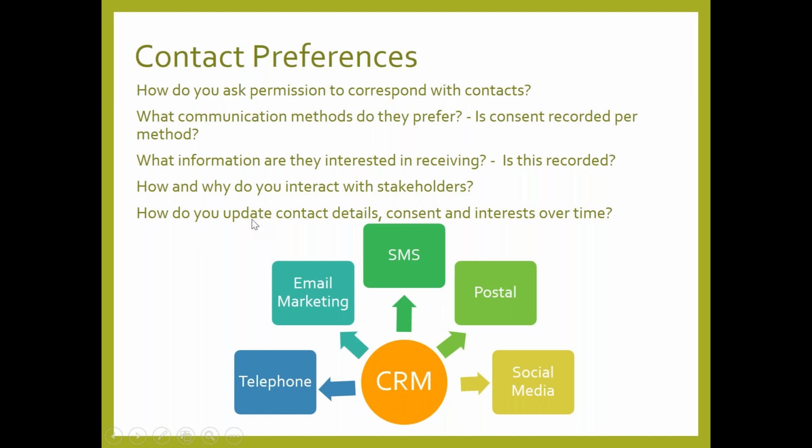The final point on this side is, how do you update contact details, consent and interest over time? We would encourage our clients to do an annual review of that, or maybe more regularly, where you go to them and say, this is the information we have about you. Please can you check if it's correct? If it's not, please can you update it? Then that will update the record. And you need to record when that was updated and what was updated at that specific point in time. So that's what you need to think about in terms of contact preferences.